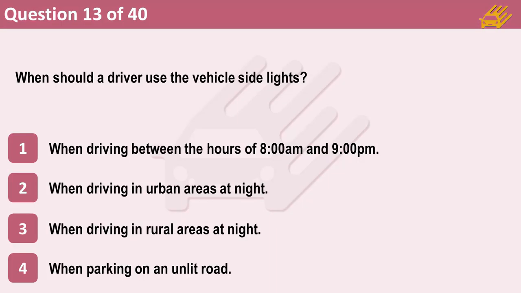When should a driver use the vehicle side lights? 1. When driving between the hours of 8 a.m. and 9 p.m. 2. When driving in urban areas at night. 3. When driving in rural areas at night. 4. When parking on an unlit road.